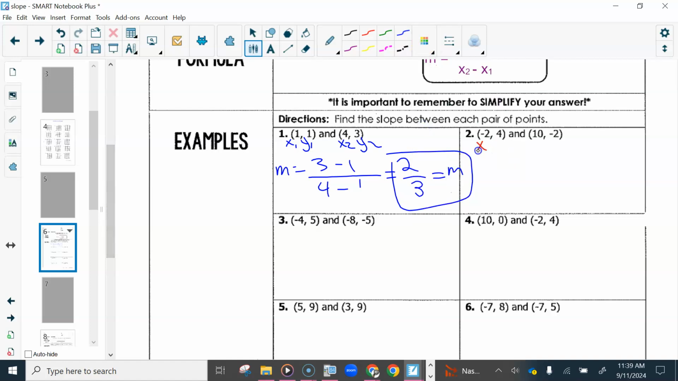Again, I'm going to label. If you don't need to label, you don't have to. But if it helps, do that. We're going to do the same thing. m equals y2, negative 2, minus y1, 4, all over x2, 10, minus a negative 2. So write it like this first, and then once you get the hang of this, if you want to change it to a plus later, we can do that. You're always subtracting no matter what, even if what you have is negative.